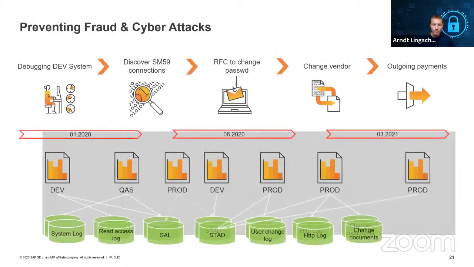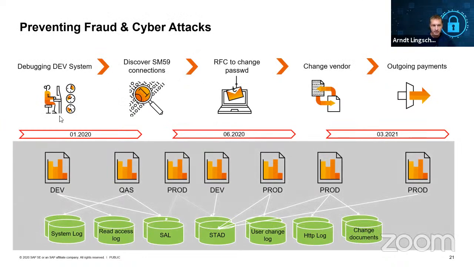And that stretches actually over a long time period, these 280 days, where enterprise threat detection starts collecting all the information. So we have a sample attack here, debugging by an employee or by somebody who already hijacked an employee identity within the development system, and being able then to discover some SM59 connections, snatching some passwords from here, and then being able to log on to the quality assurance and productive environment and start changing any vendors inside of the productive environment, and then maybe being able to trigger any outgoing payments.